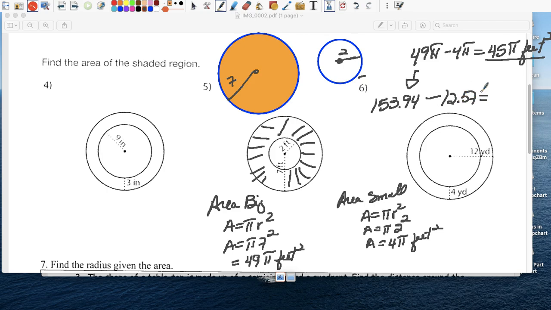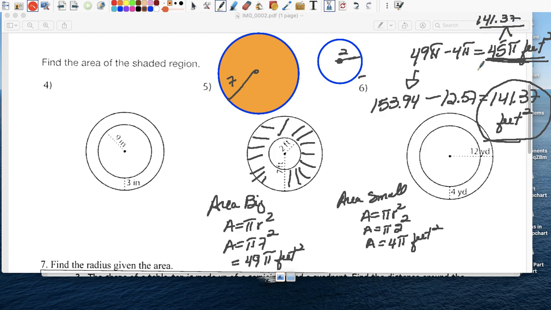And if you subtract those two, so you get 153.94 minus 12.57, you're going to get 141.37 feet squared. Okay, so you got these two acceptable answers, and just out of curiosity, let's multiply 45 times pi just to get a numerical value. And if you multiply 45 times pi, you'll see that in your calculator you get 141.37 rounded. Sometimes there might be a little bit of difference because of the rounding, but that's okay.